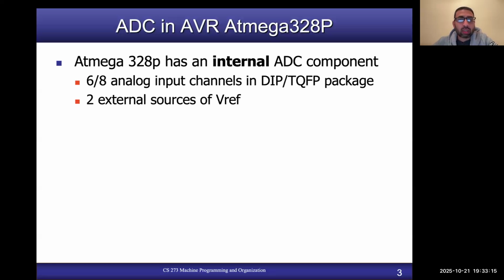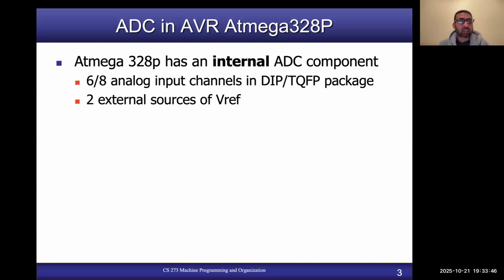Also, for ADC on this AVR microcontroller, we have 2 external sources of VREF. Remember what VREF was? VREF was the upper limit of the range of the analog voltage which we want our ADC to sense. For example, if VREF is 5, we are saying that our input analog voltage will be in the range of 0 to 5. If VREF is 3, we are saying our input analog voltage will be in the range of 0 to 3, right?